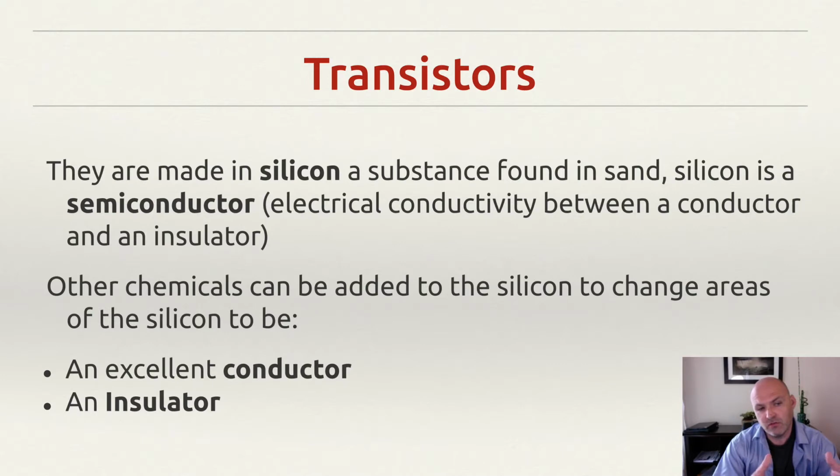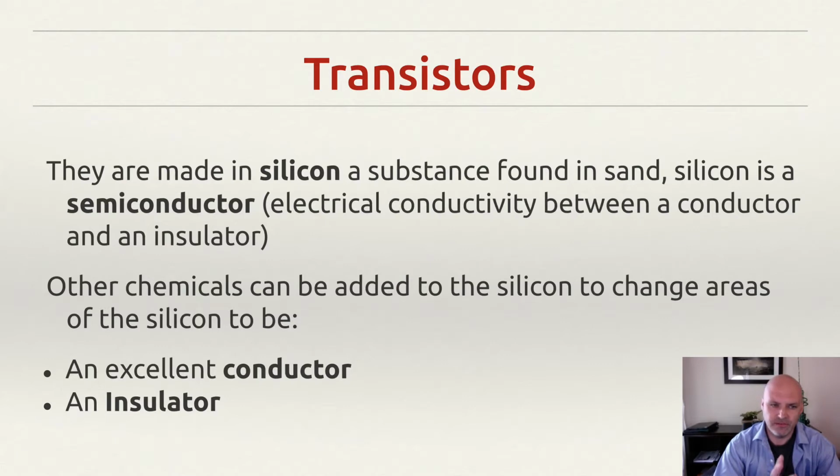Now, silicon is what's known as a semiconductor, and you've probably heard these terms before. A semiconductor just means that it has electrical conductivity, but it's not the greatest. It's not a highly conductive metal like copper. It's not something you would put in a wire to move electricity from one place to another. But it's not an insulator either. It's not something that prevents electricity completely from moving from one place to another.